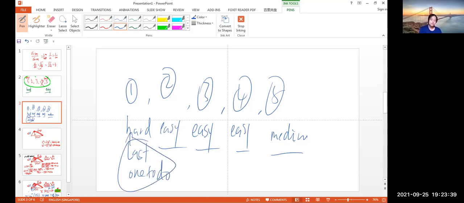Understand? Don't just because the first one is so hard, spend all your time on the first one, then no time for the easy ones. This is called exam smart.